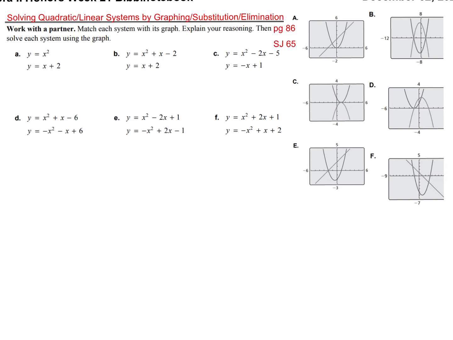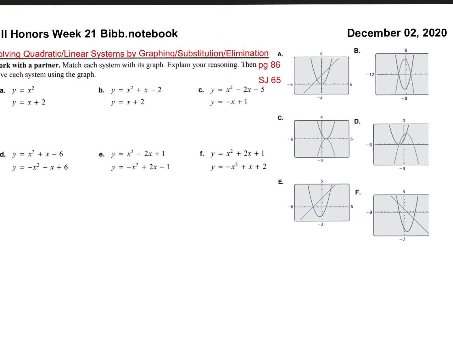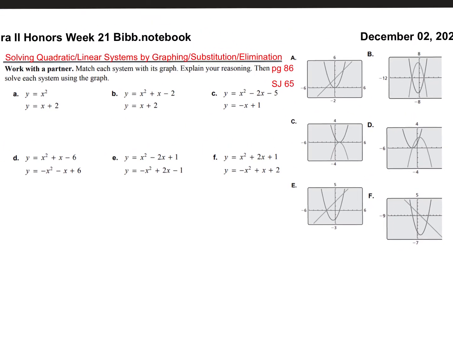the graphs. When I look at these, first of all, letter A, I see the parent function, y equals x squared. And the only graph that has the parent function of y equals x squared graphed is capital A, I believe. Let me move that down just a little bit. Yes, capital A. So I know that I can check y equals x plus 2. That does have a y-intercept of 2, so lowercase a does go with capital A.